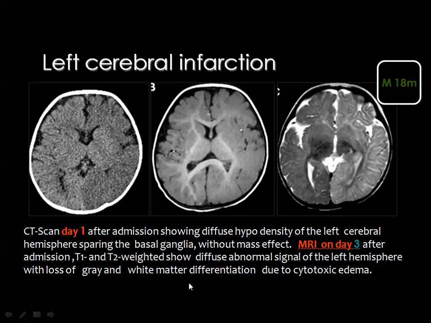This is left cerebral infarction affecting the left cerebral hemisphere, which appears relatively hypodense compared to the normal right cerebral hemisphere. The changes are not well appreciated in the T1 weighted image, but they are relatively appreciated in this T2 weighted image, which is performed 3 days after the CT scan.